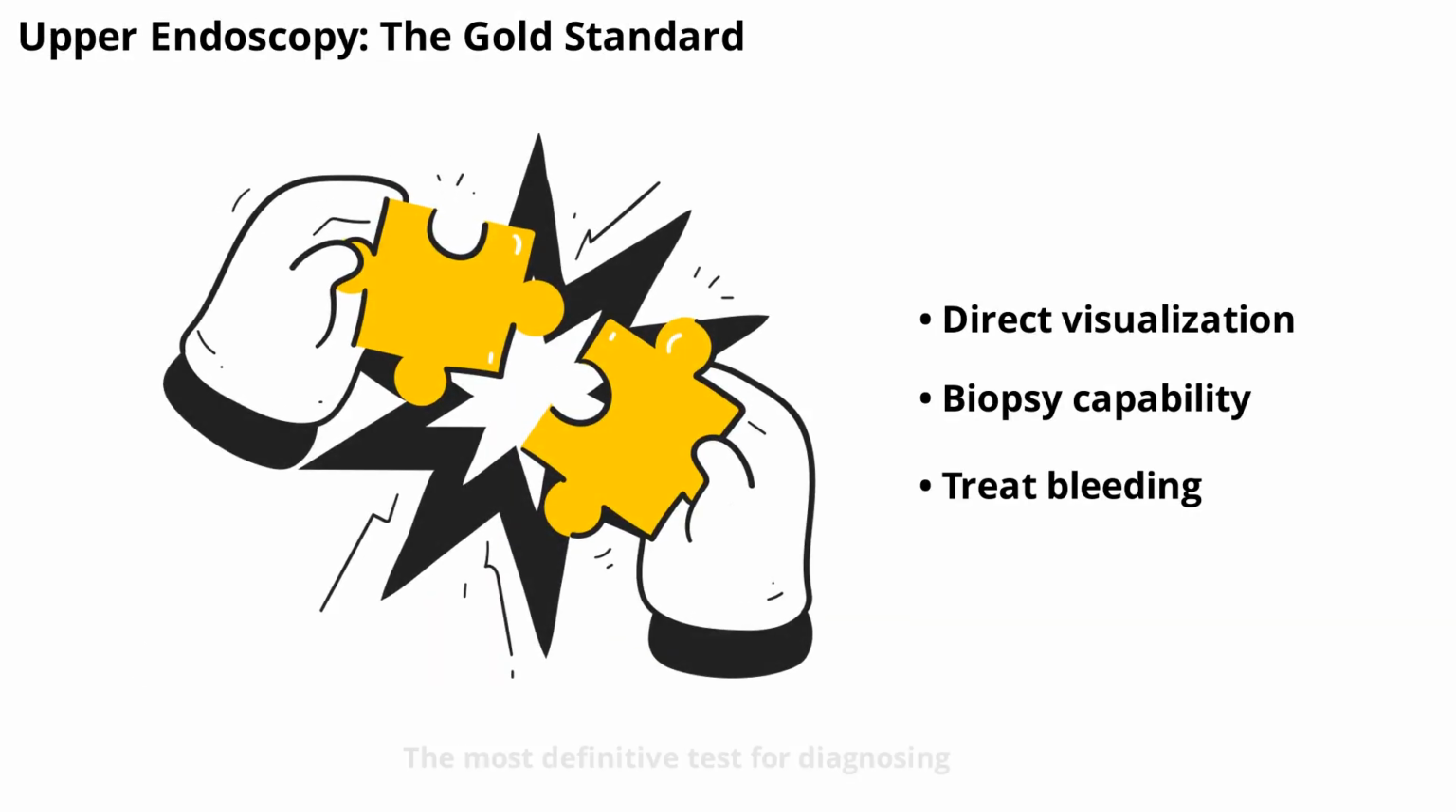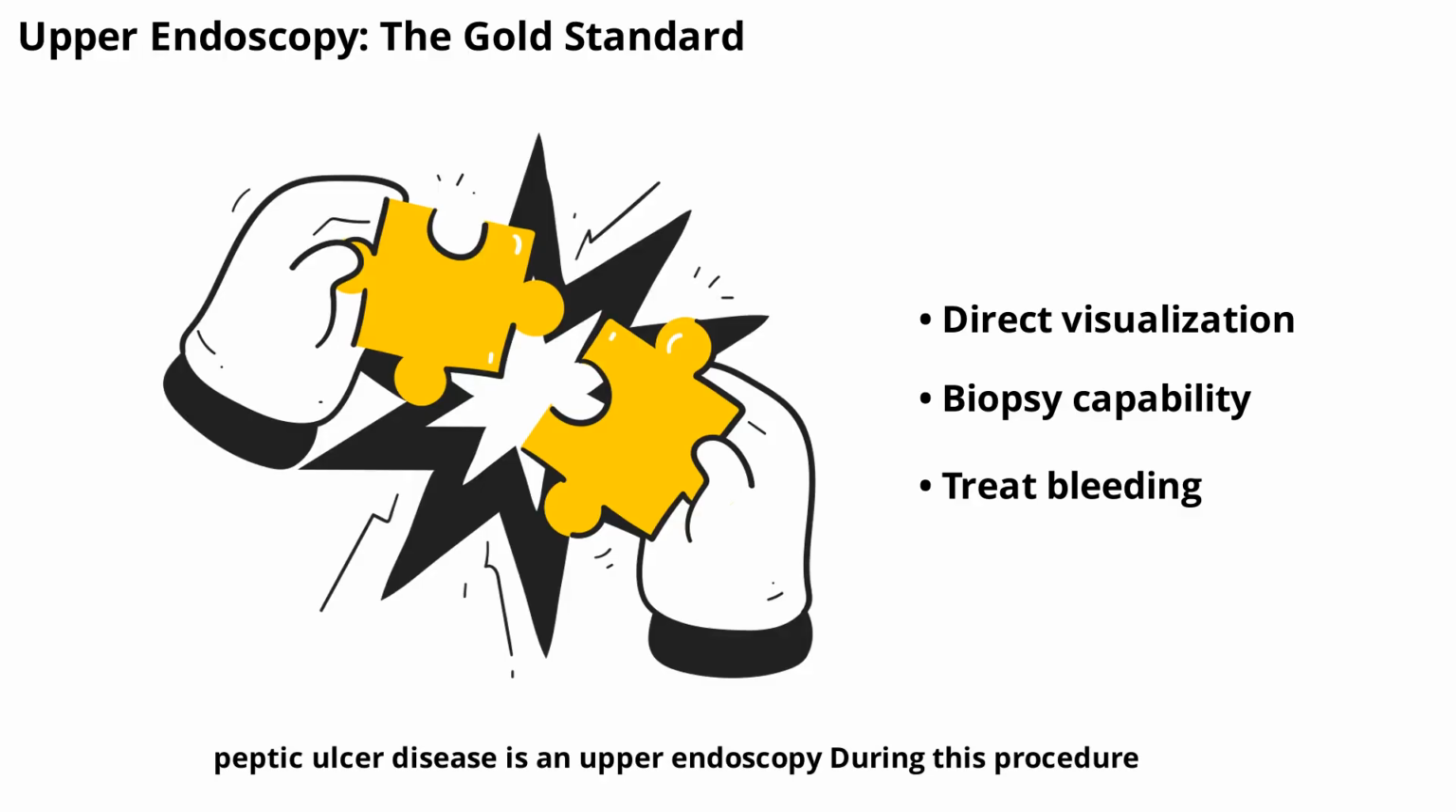The most definitive test for diagnosing peptic ulcer disease is an upper endoscopy. During this procedure, a thin, flexible tube with a camera is inserted through your mouth and into your stomach and duodenum. This allows the doctor to directly visualize any ulcers, take tissue samples if needed, and even treat bleeding areas. Endoscopy is safe and provides the most accurate diagnosis.